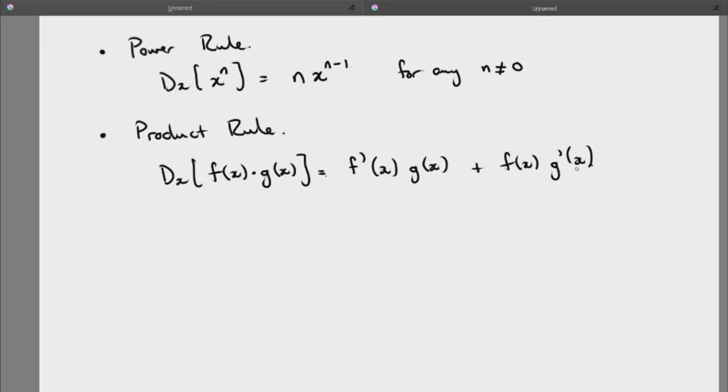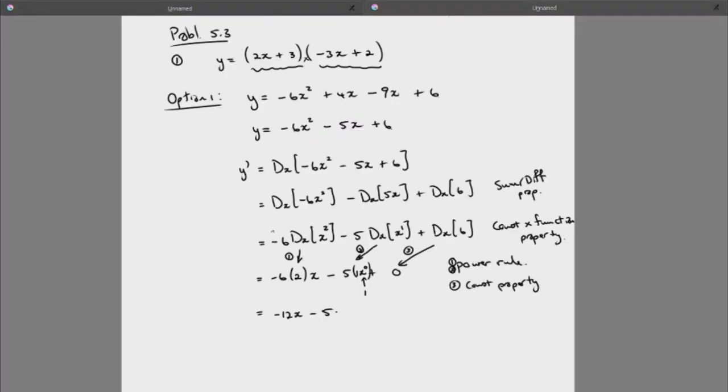And of course, in order to use it, I have to remember exactly what it says. Some books swap them around, but I like the derivative of the first times the second, plus the first only times the derivative of the second. So let's see how that would work in our example and what we would get if we did that instead of simplifying first.